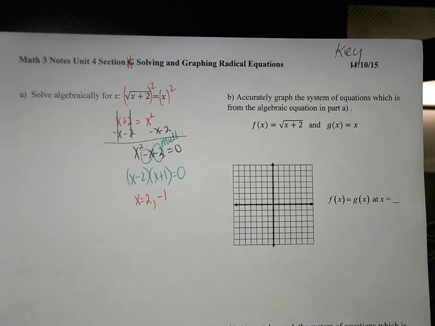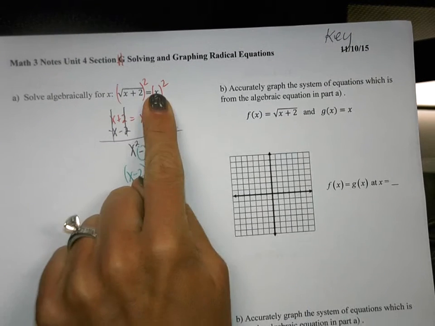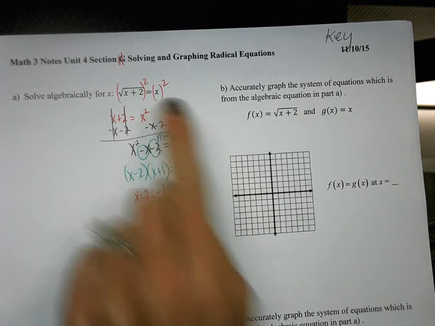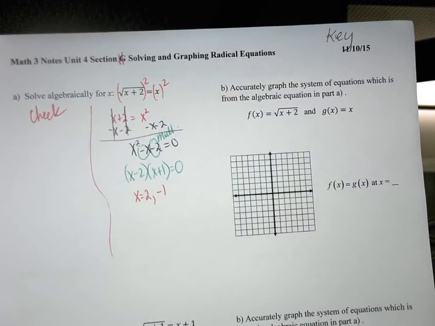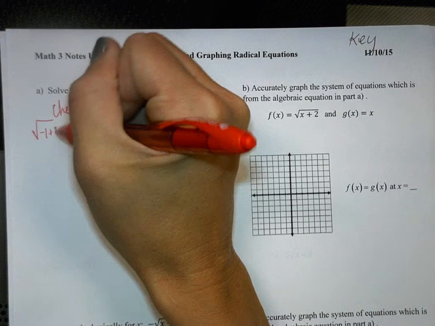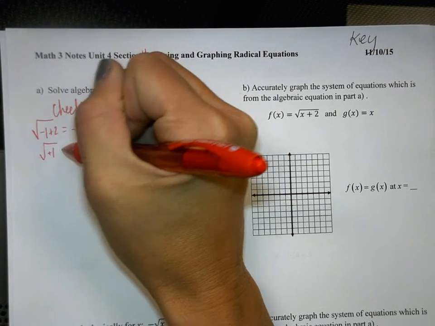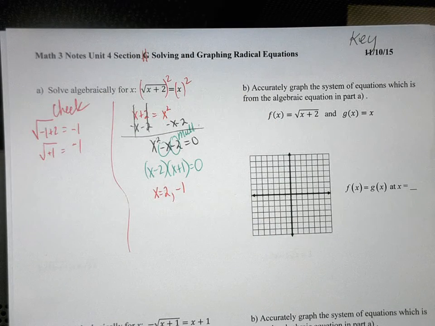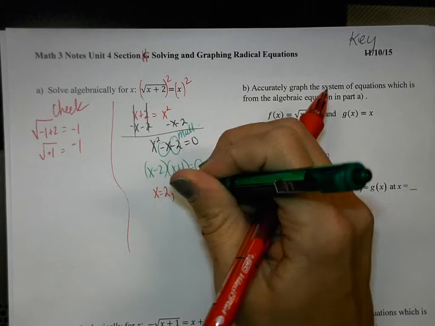And whenever you get two answers for your equations here with roots, you always want to plug them back in. Now, when I look back at this, could I have a square root and end up getting a negative 1 answer? No. And if we write this out as my check here, the square root of negative 1 plus 2 equals negative 1. The square root of 1 is a positive 1, which cannot equal negative 1. Do you guys see that? Yes? So negative 1 does not work.